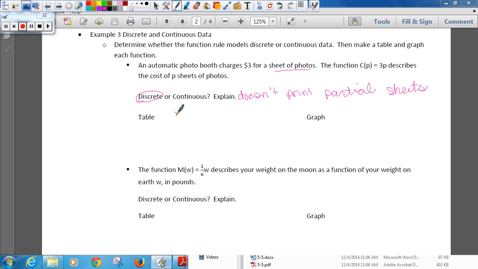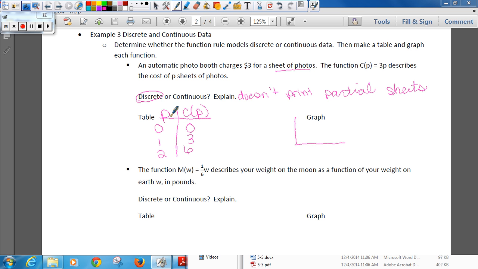Okay, so our table here, we have P, and then we have our cost of the sheets. So P is the number of sheets. If I get 0 sheets, it costs me $0. If I get one sheet, it costs me $3. 2 sheets cost me $6, and so on. Remember, you have to have at least 2 points there. And then we go ahead and graph it.